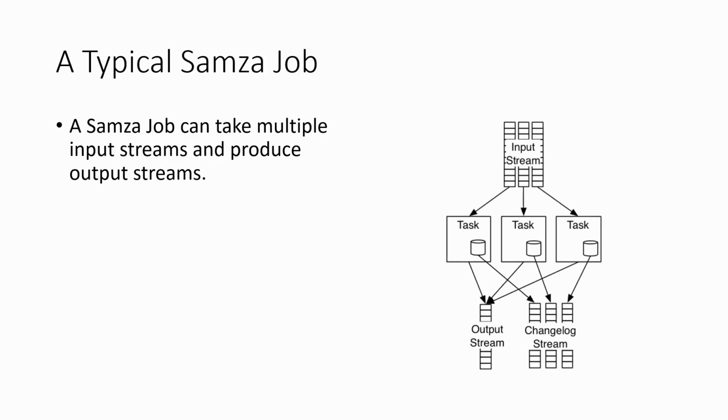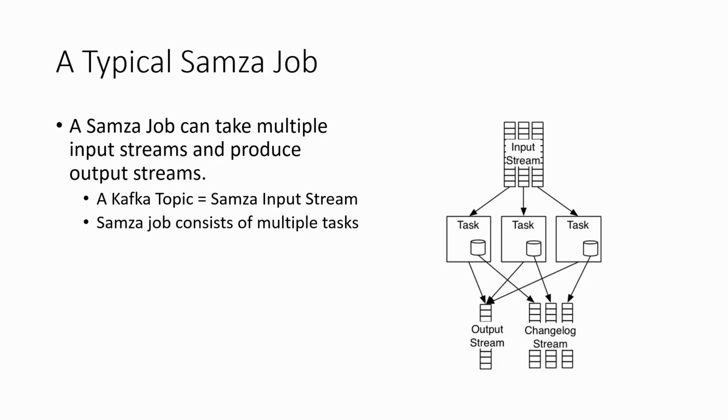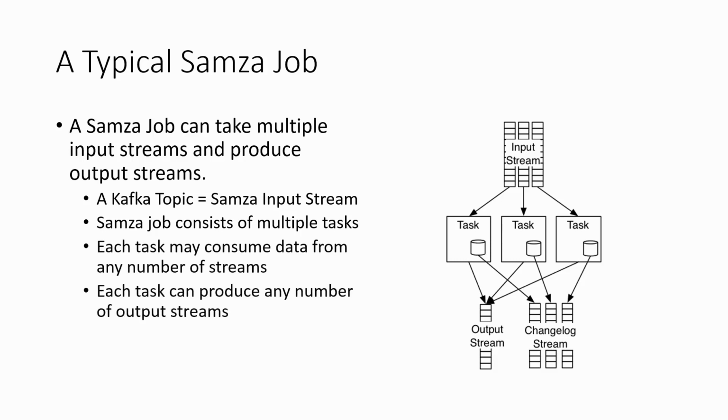So let's take a look at a typical Samza job. A Samza job can take multiple input streams and then produce a certain number of output streams. So here we have an example of multiple input streams. These input streams are then passed on to tasks, which then produce a number of outputs. It's important to note that a Kafka topic is basically equal to a Samza input stream, and Samza is essentially the consumer of the outputs of a Kafka system. Now, a Samza job, as we just mentioned, can consist of multiple tasks, and these are typically scheduled by Yarn. And each task can consume data from any number of streams and produce any number of output streams.